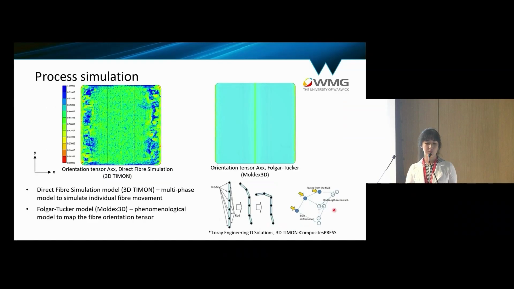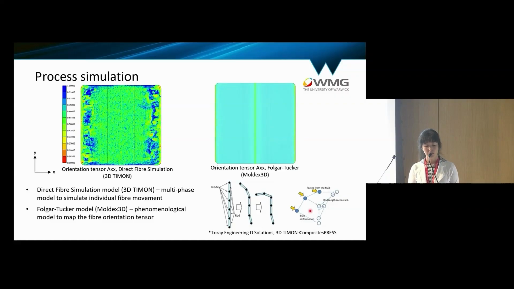And as I said, we want to validate process fiber prediction models. So there are two commonly used types of fiber prediction models for this type of discontinuous fiber composites. The first one is a mesoscale model. They are usually called direct fiber simulation. It works by modeling the movement and deformation of individual fibers, as you can see in this bottom image. So each fiber will be modeled as a chain of beam elements.